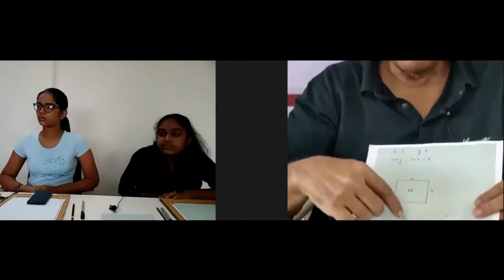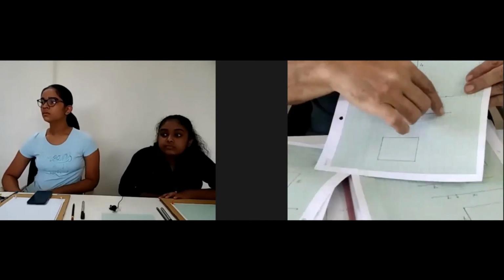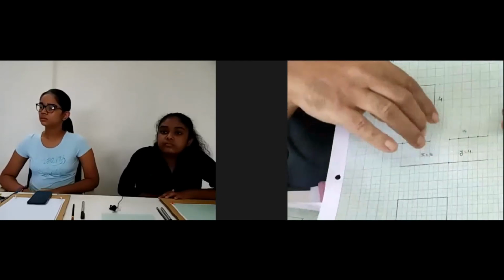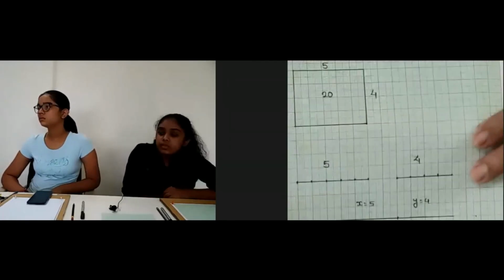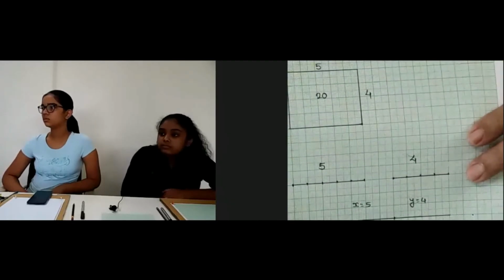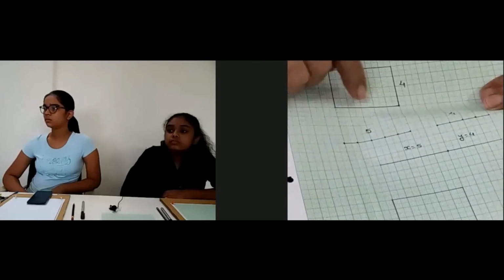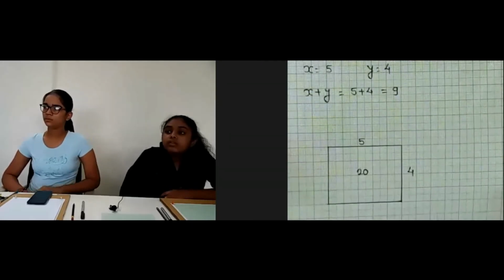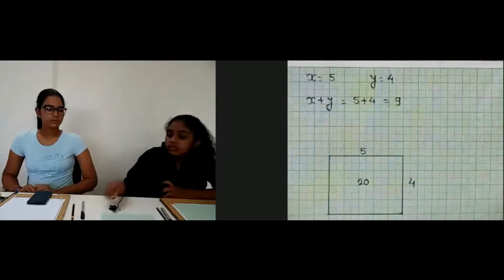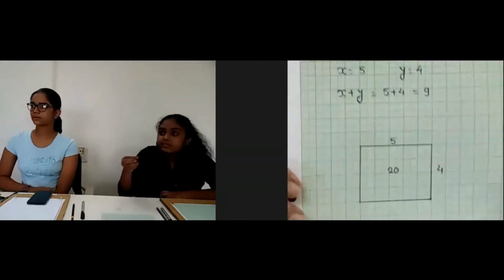If I take 5 and 4, then this line here is 5 plus 4. 5 is a length of 5 steps, 4 is a length of 4 steps. So a length of 9 steps is 5 plus 4. That is addition. And 5 into 4 is a rectangle with 5 on one side and 4 on the other side. So 5 into 4, what is it? 20.